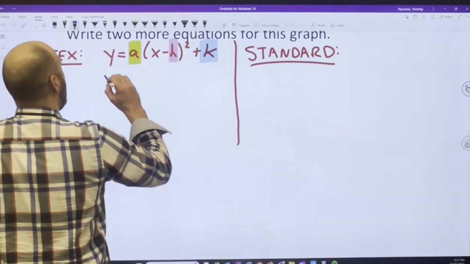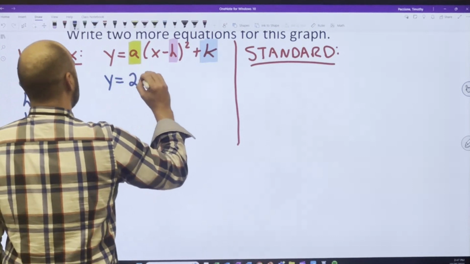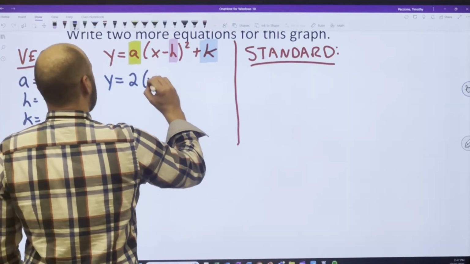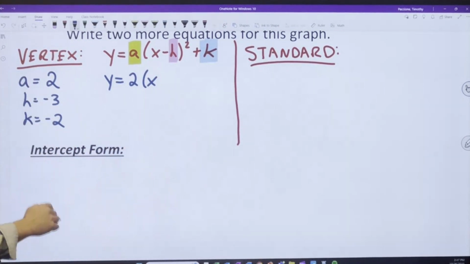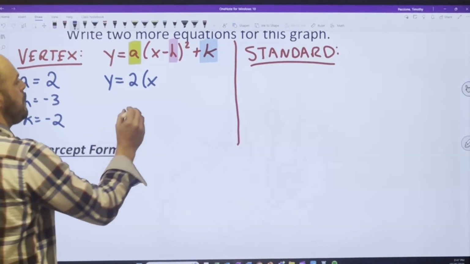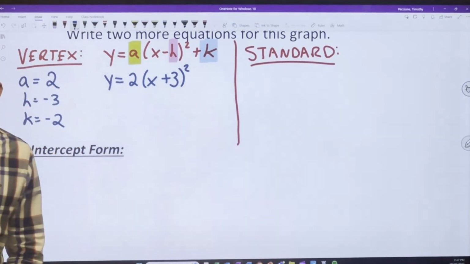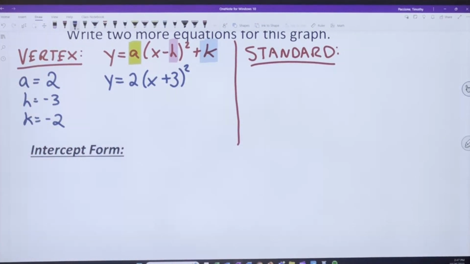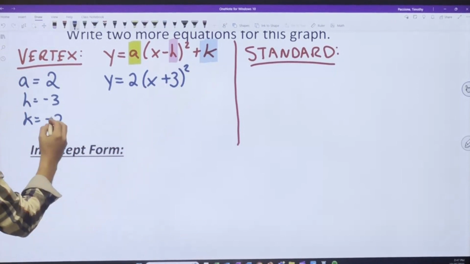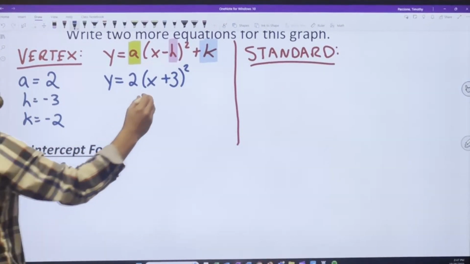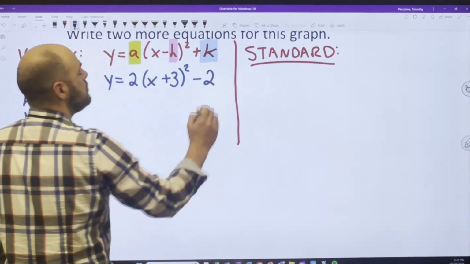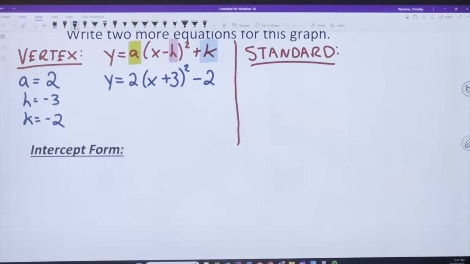So we have y equals 2 times x, well, it's minus h, right? Minus -3 is plus 3. Does that make sense? I don't want to skip that step if people don't understand that. Minus is plus. And then I have plus k. Well, plus -2 is minus 2, right? So we have vertex form.